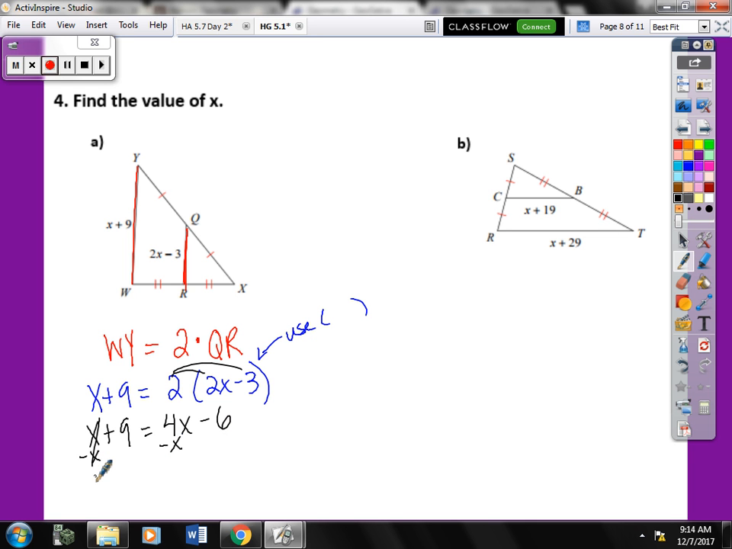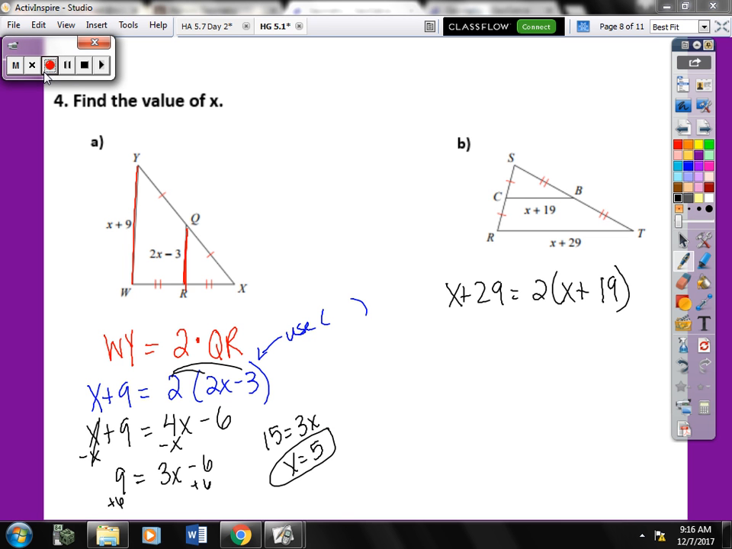Get your variables on one side. Get your numbers on the other side. We should get 5. If you want to check your answer, you could plug 5 back in and verify that the lengths are indeed half and twice of each other. But it didn't ask us to do that. See if you guys can try B on your own. That's the equation I would have written.